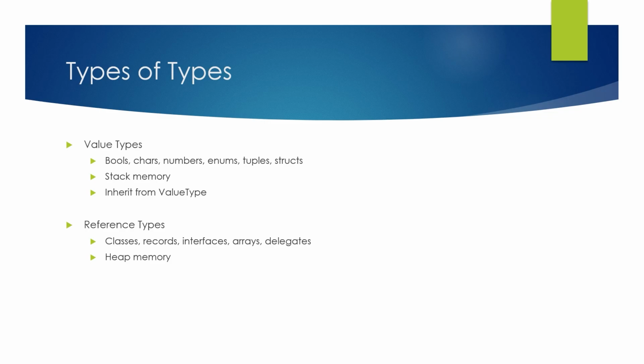In practical terms, the difference between value types and reference types is that when you pass it to a function or assign it to a variable, value types make a copy of the value, whereas reference types only hold a reference to the memory location.